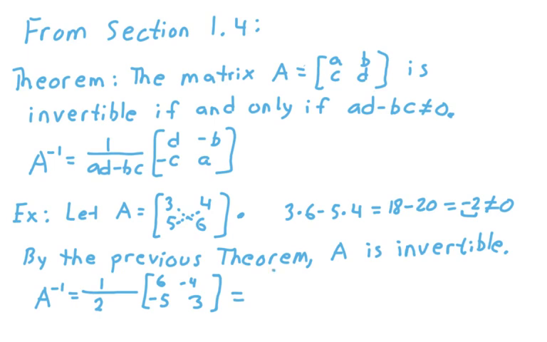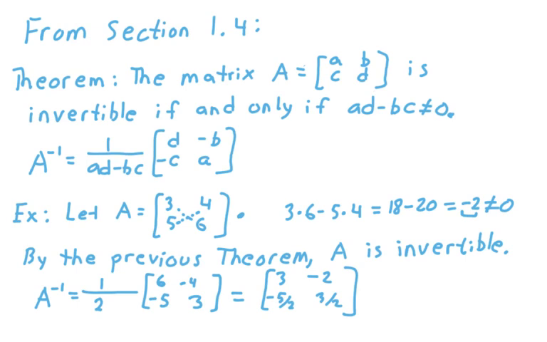Now, I can take every entry and multiply by half. When I do that, the first row is 3, negative 2. Half of 6 is 3. Half of negative 4 is negative 2. That's the first row. In the second row, we get negative 5 over 2, 3 halves. And I claim that's the inverse of that matrix.